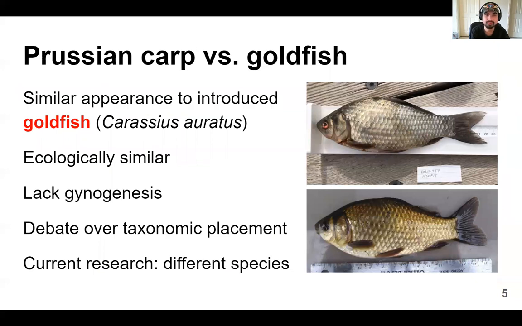Now, what's difficult with the early detection of Prussian carp is that they look a whole lot like wild-type goldfish, which is another introduced species here in Canada. While both species are ecologically similar, goldfish lack the ability to reproduce through gynogenesis. While there's been debate over their taxonomic placement, current research suggests that the two species are sister taxa under the same genus Carassius.